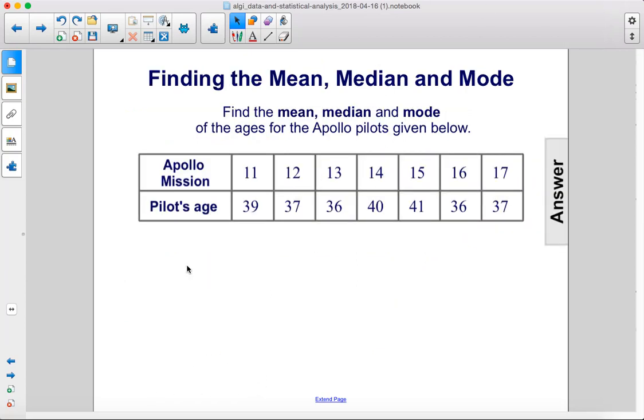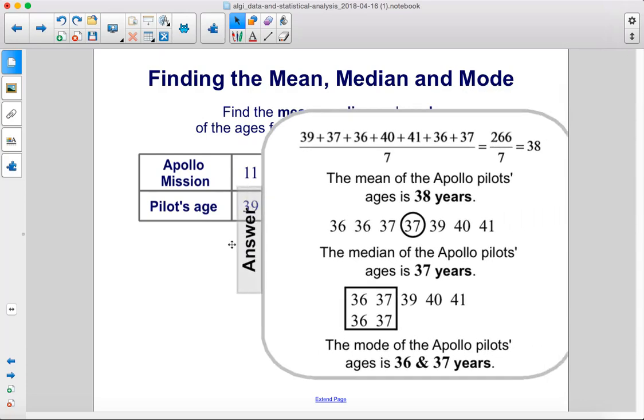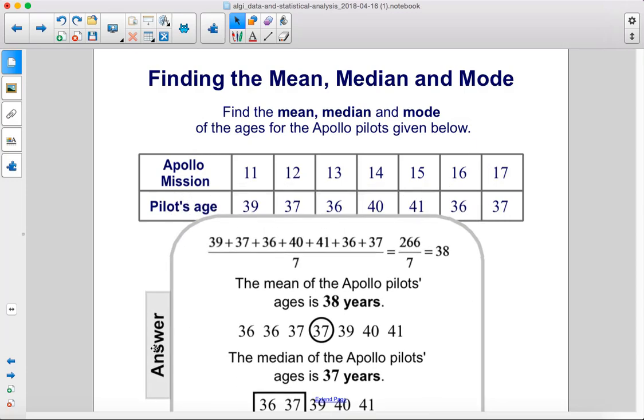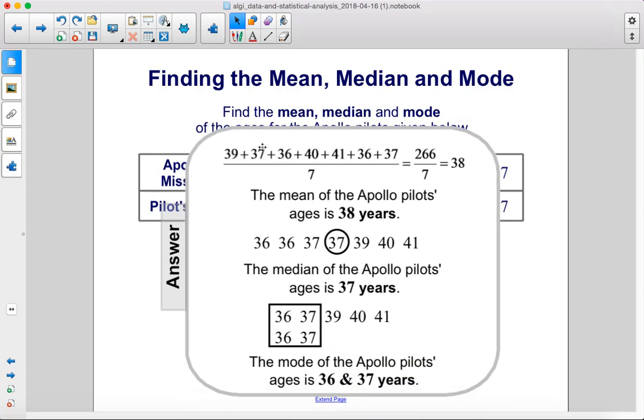Find the mean, median, and mode of the ages for the Apollo pilots given below. Alright, so we have our missions and how old the pilots were in those missions. So first we can take the average. We add up all the ages, and that's 266, and we divide by 7 because that's how many values there are, and we get 38. So the mean of the Apollo pilots' ages is 38.